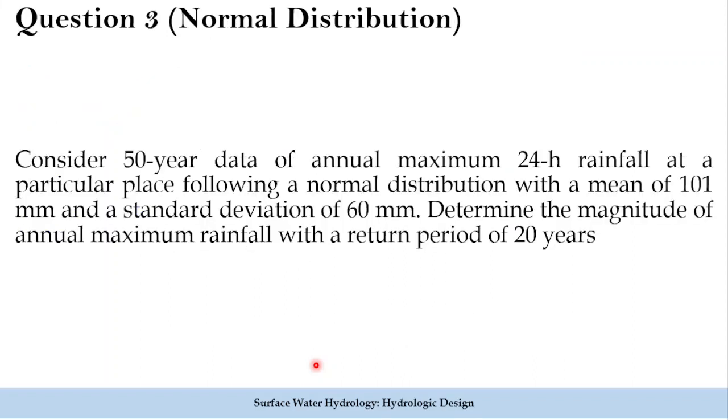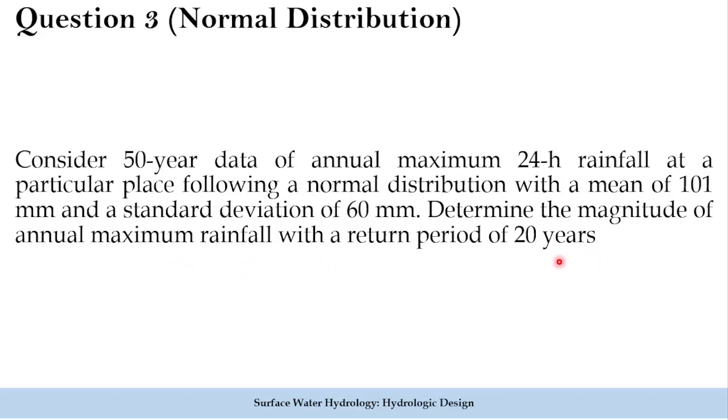Now let's move ahead and solve the third problem for today's series on normal distribution. Let me read the problem. Consider 50-year data of annual maximum 24-hour rainfall at a particular place following a normal distribution with a mean of 101 mm and standard deviation of 60 mm. Determine the magnitude of annual maximum rainfall with a return period of 20 years.